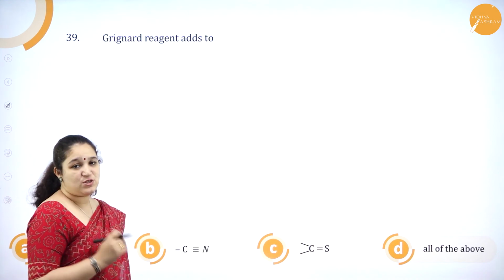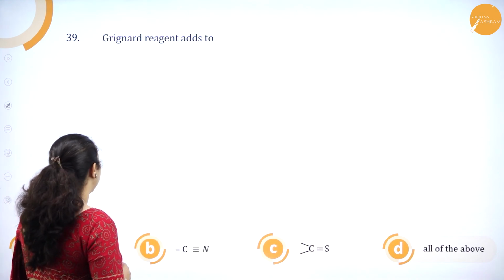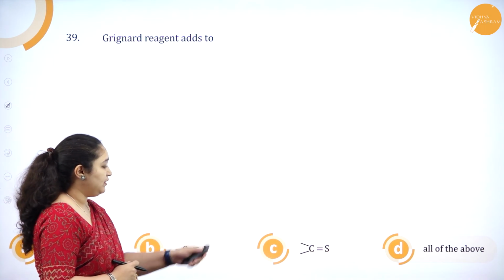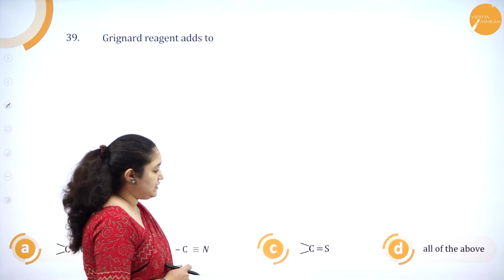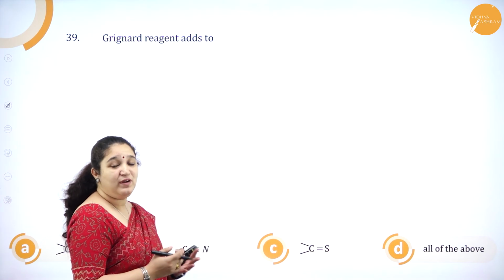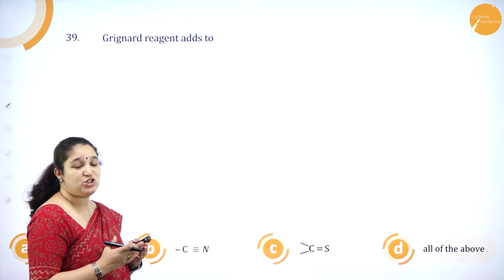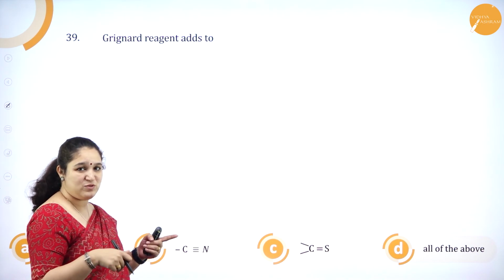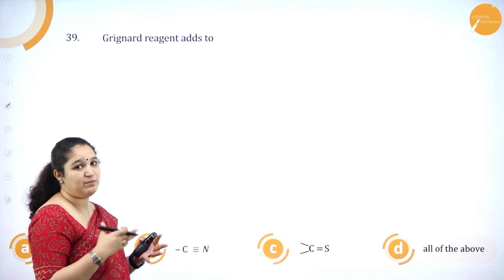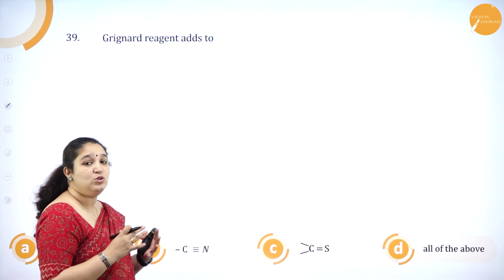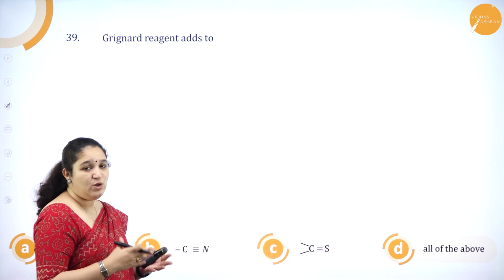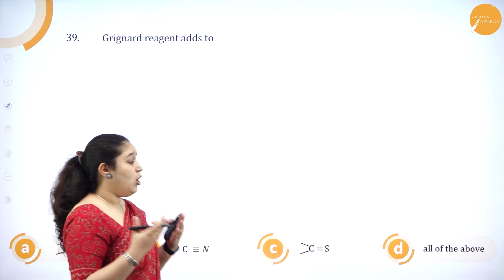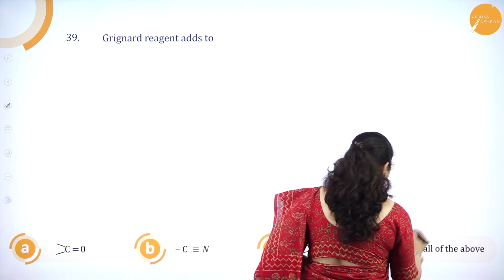Okay. Next question. Grignard reagent adds to carbonyl group, nitrile group, carbon with double bond with sulfur, all of the above. We know that wherever there is unsaturation or a double bond, it can be broken and R and MgX can be added to the carbon and to the other atom to give an addition compound, which on hydrolysis will give you other compounds. So it is all of the above.